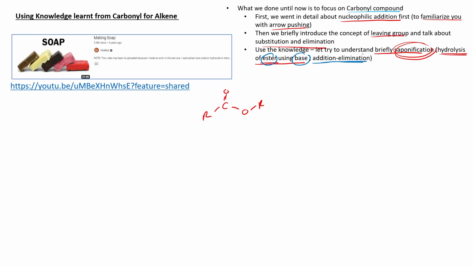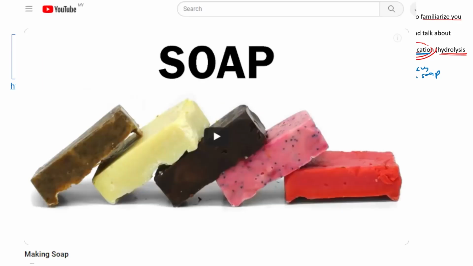The name for this, hydrolysis of ester using base, is called saponification, or making the soap. Okay, so now let's see this. I already put the link, so you can just click that and see. Let me put it here first, just to see it roughly.